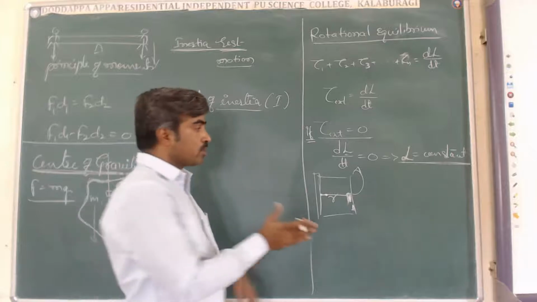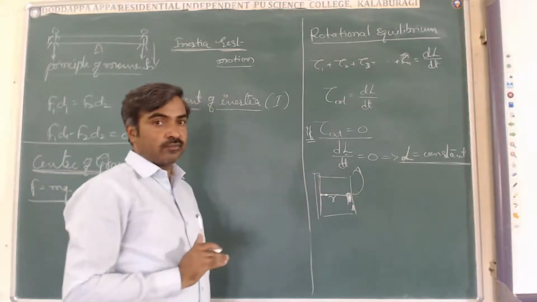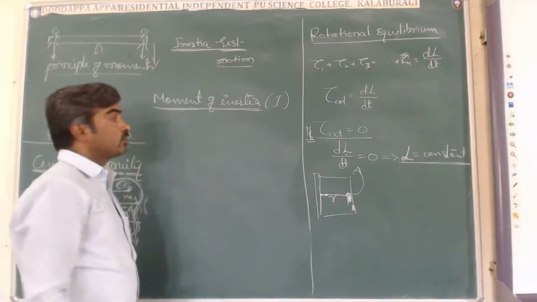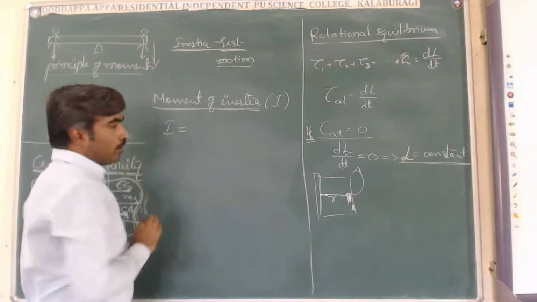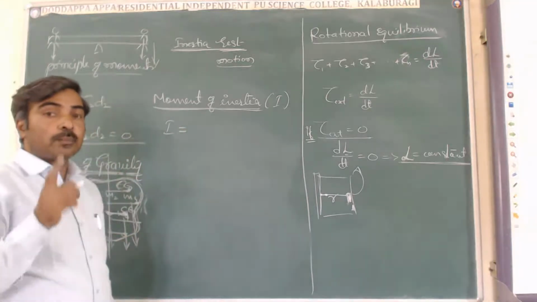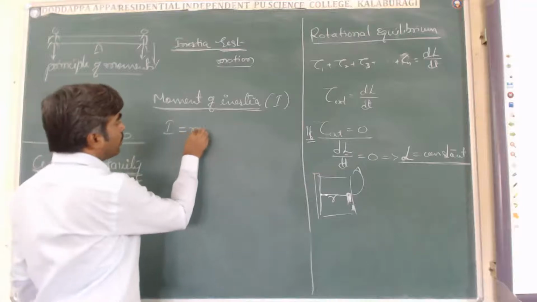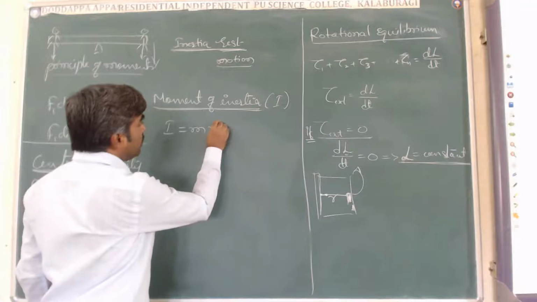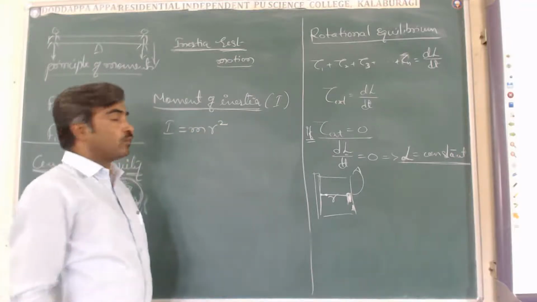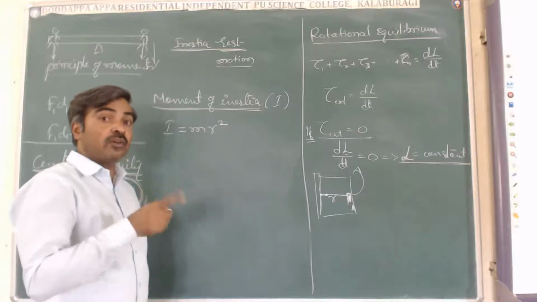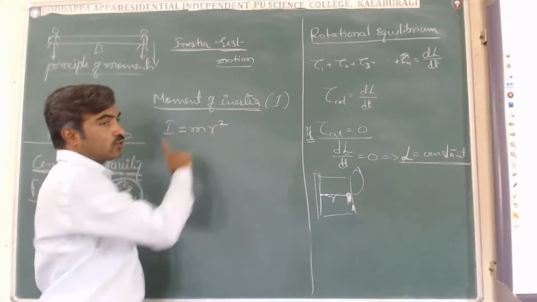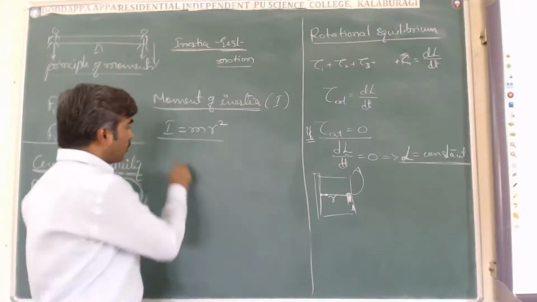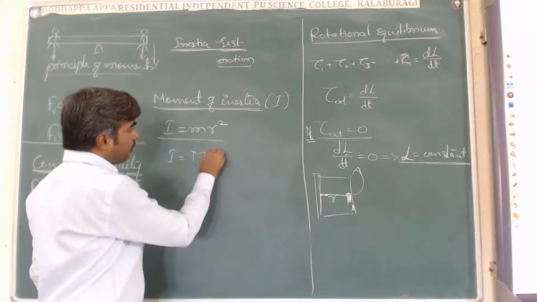So that concept, how easily it starts moving, is nothing but moment of inertia. It comes under rotational motion, and moment of inertia is defined as the product of the total mass of the body and the square of the distance of the point of application of force, so that the object is set into motion. We call this moment of inertia, or we can write I equals m r square.